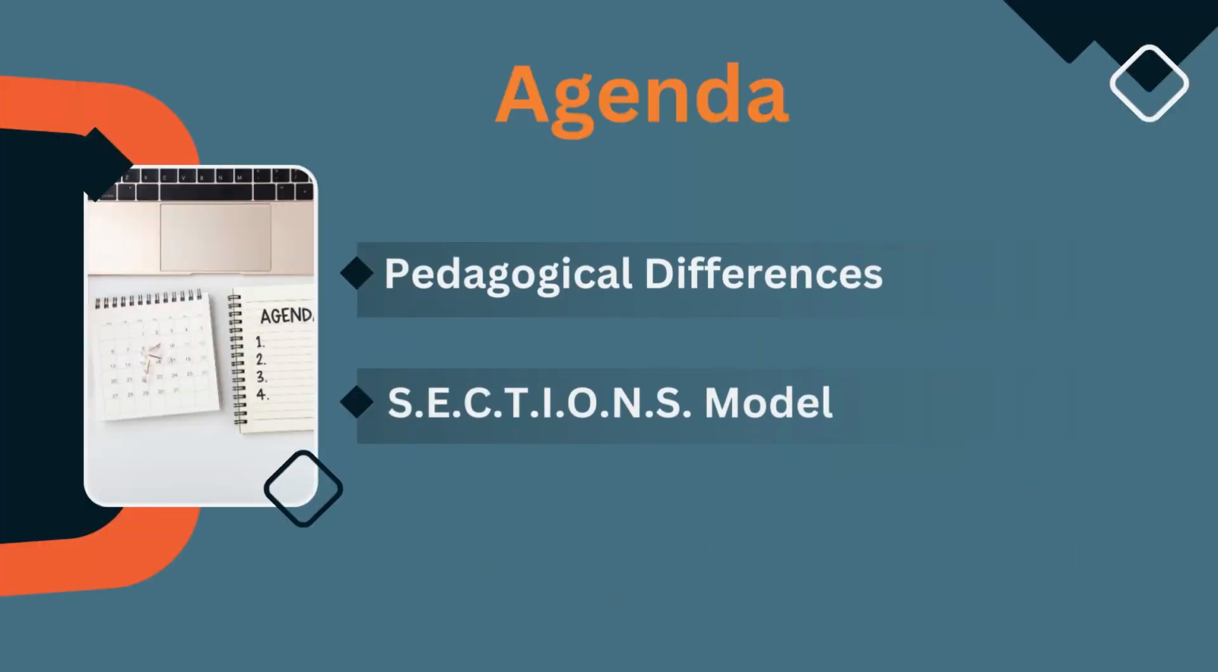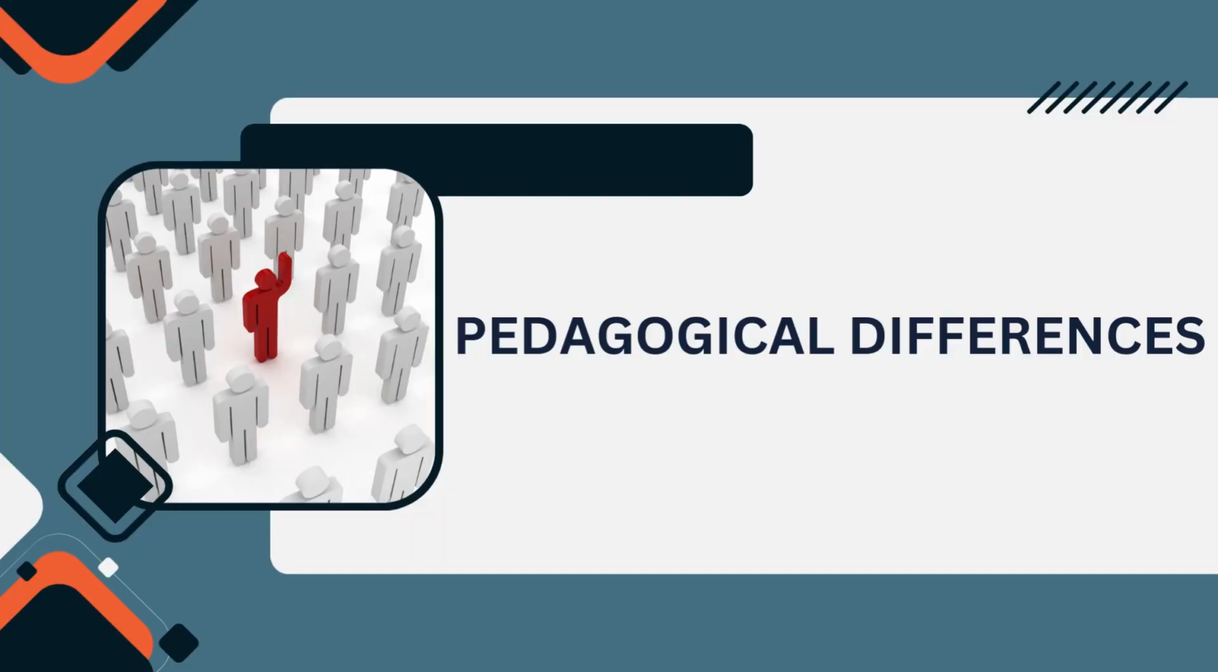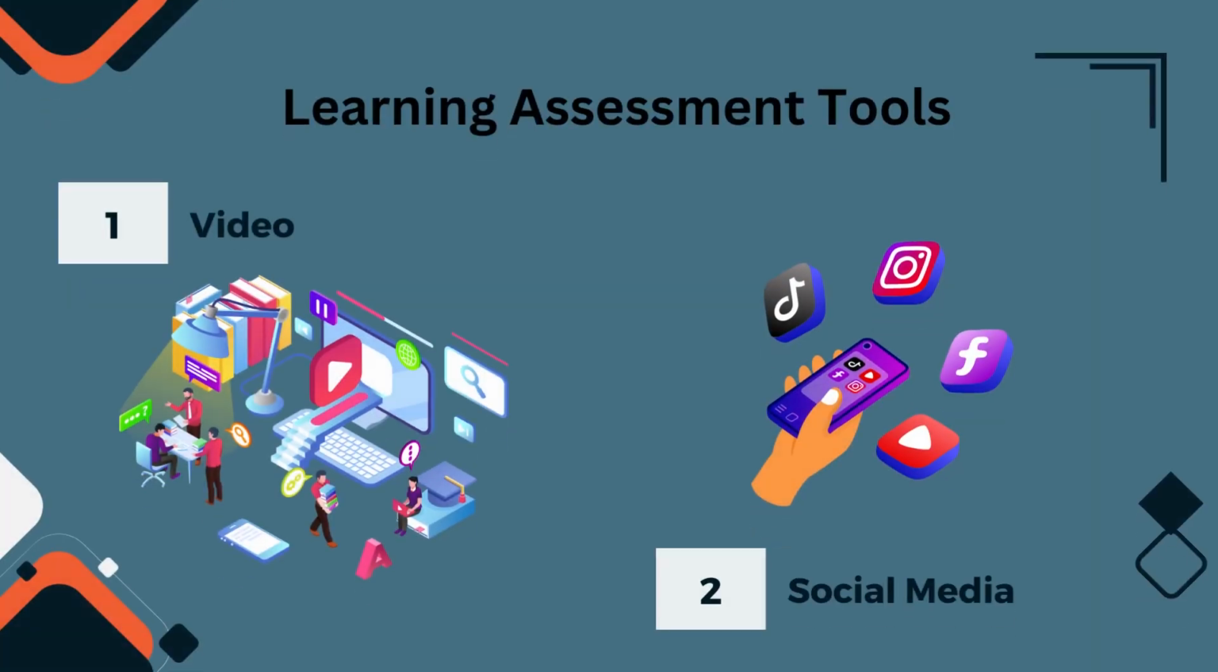Specifically, we'll first study the pedagogical differences between media and technology, and two, the SECTIONS model. From the assigned reading, the purpose of the chapter was to identify the pedagogical characteristics of the following media: text, audio, video, computing, social media, emerging technologies such as virtual and augmented reality, serious games, and artificial intelligence. For this video, I'm going to focus on video and social media.